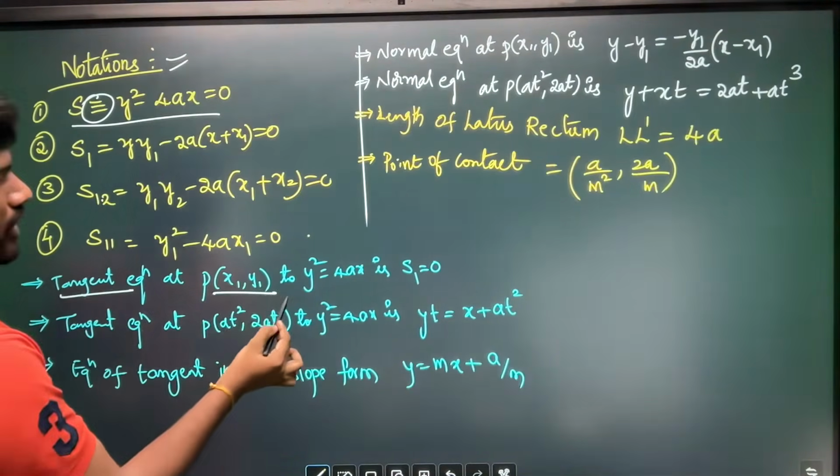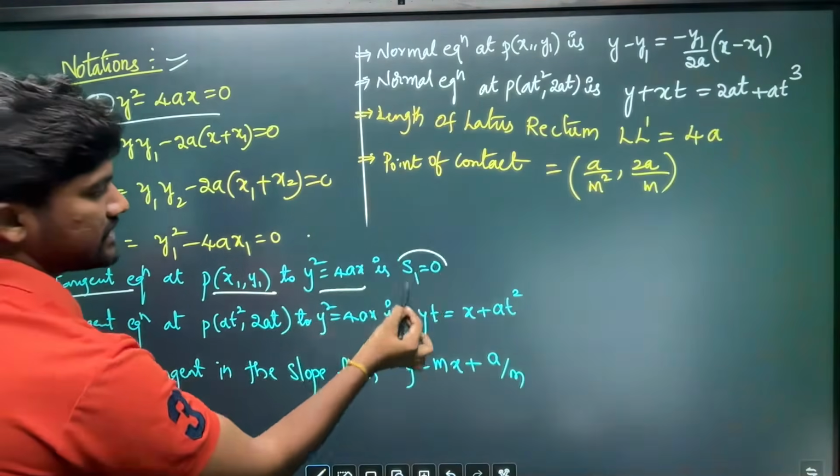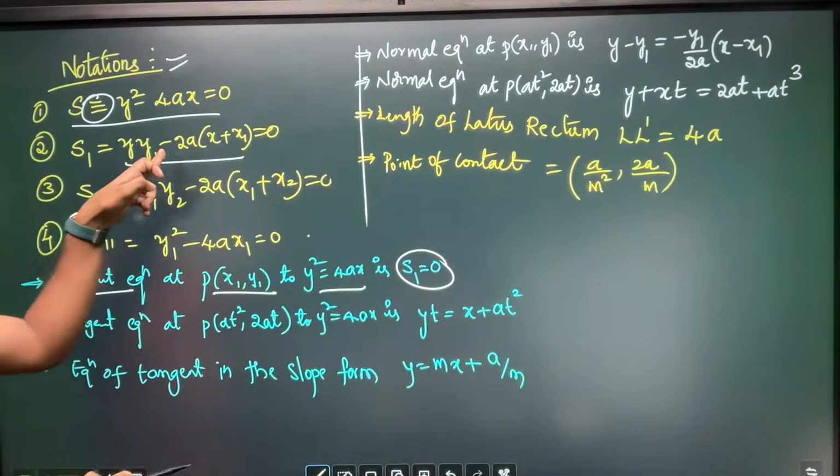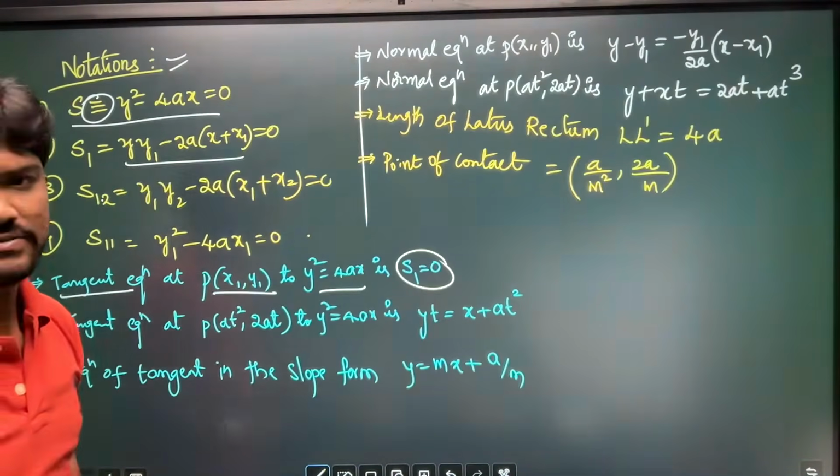The tangent equation at a point to the given parabola is S1 equal to 0. What is the meaning of that? y into y1 is equal to 2a into x plus x1, that is, y y1 minus 2a(x plus x1) equal to 0.